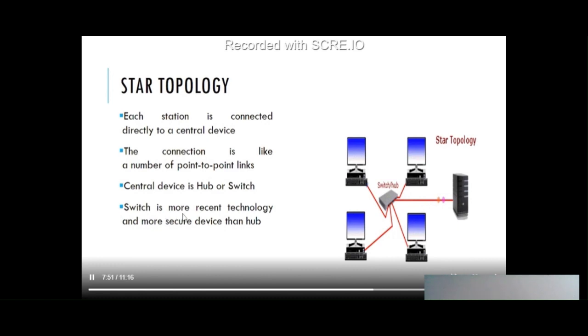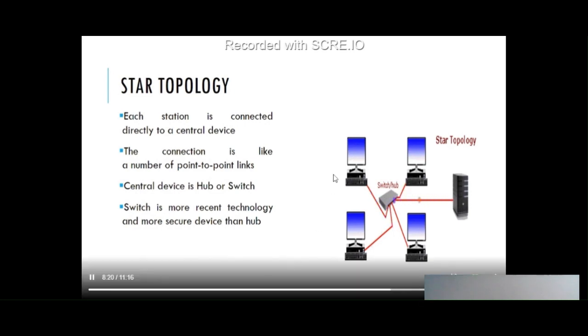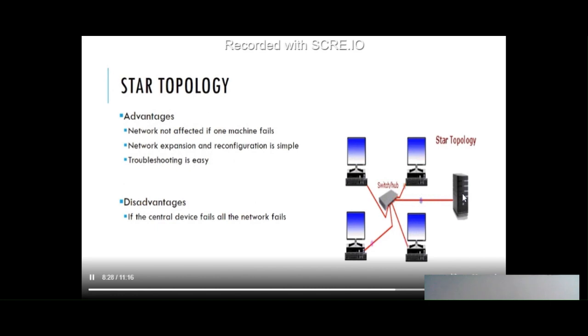Switch is a more recent technology and a more secure device than hub. Switch is much better than hub because it provides faster network connections, sending and receiving data, and as far as security is concerned, that is also a secured technology. Here you can see four computers and one server, and these four computers are connected with the switch, and another connection is going directly to the server.